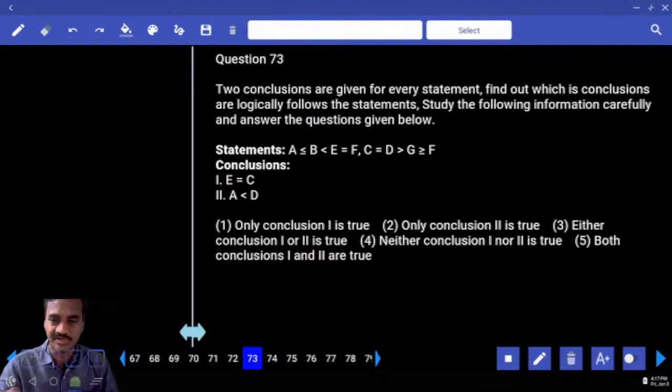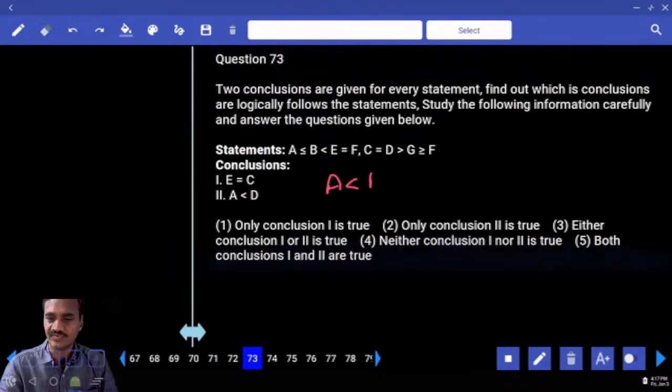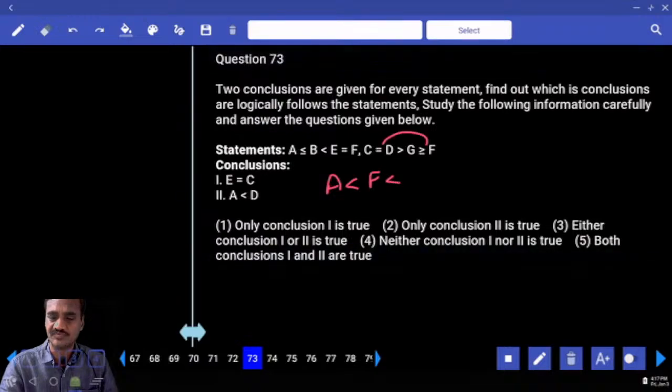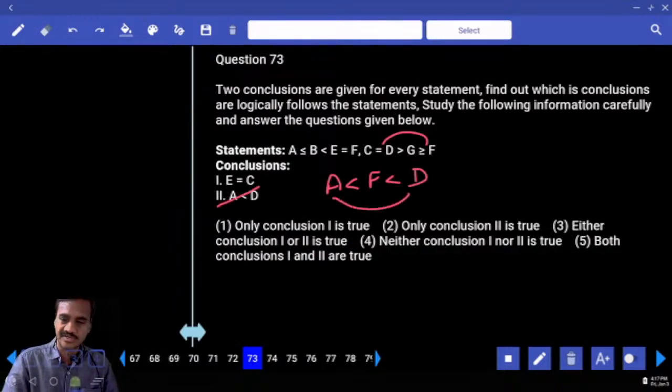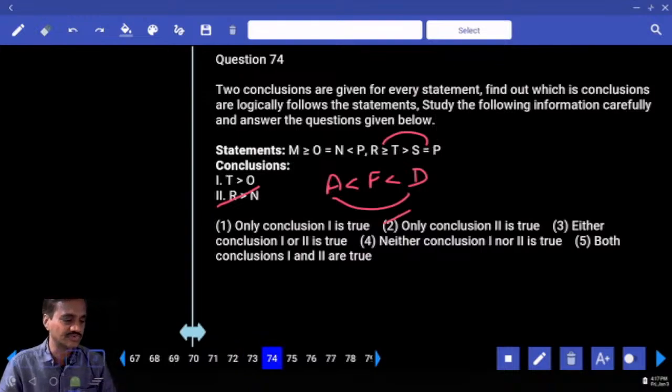And the second one, A and D. A is here, D is here, C equals to D and D greater than F. Hence, A lesser than F and D greater than F means F lesser than D. Hence, from A to D, A lesser than D. Only 2, choice 2, question 73. The next one is 74.